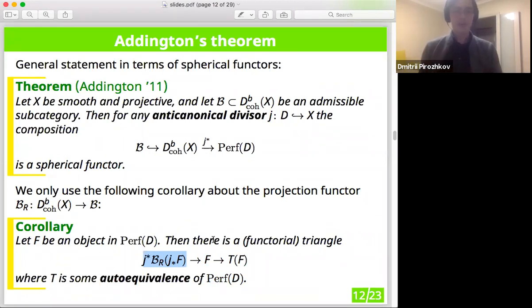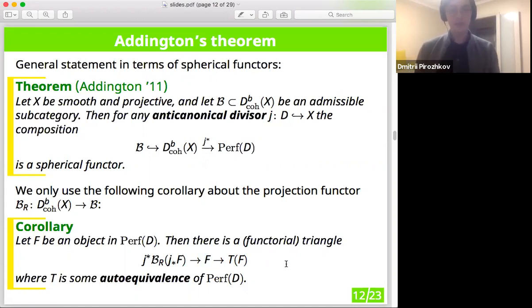You take the push forward to get an object on your variety X. Then you use your projection functor BR to get some object in the admissible subcategory curly B on X, and then you restrict back to the divisor D. There is a natural map like this, coming just from adjunction. And the content of the corollary is that the cone of this map is not just some random object in the derived category, it can be obtained by applying some autoequivalence to the object F.